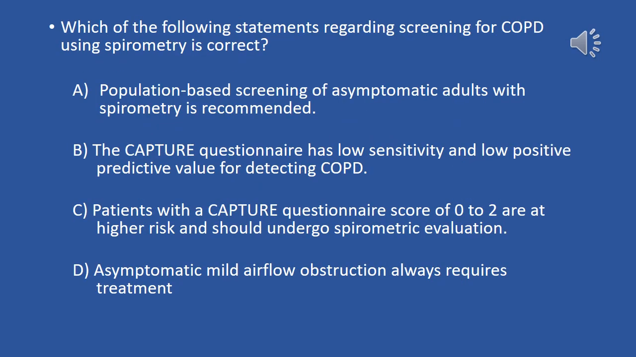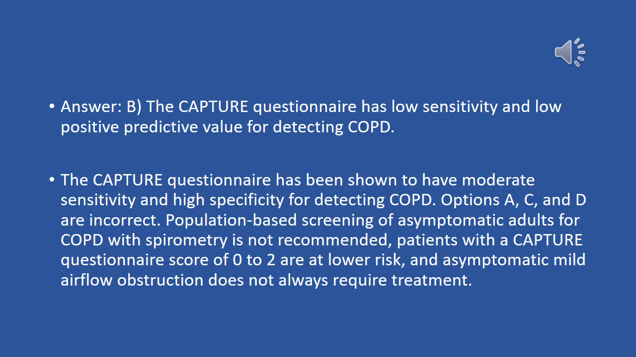Which of the following statements regarding screening for COPD using spirometry is correct? A. Population-based screening of asymptomatic adults with spirometry is recommended. B. The CAPTURE questionnaire has low sensitivity and low positive predictive value for detecting COPD. C. Patients with a CAPTURE questionnaire score of 0 to 2 are at higher risk and should undergo spirometric evaluation. D. Asymptomatic mild airflow obstruction always requires treatment. Answer: B. The CAPTURE questionnaire has low sensitivity and low positive predictive value for detecting COPD.